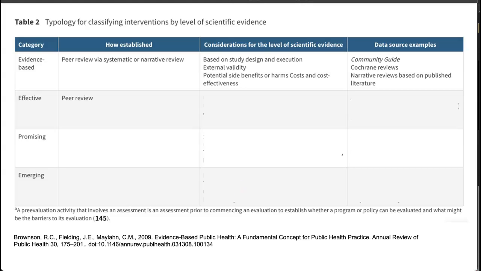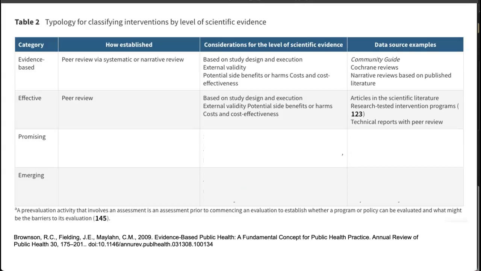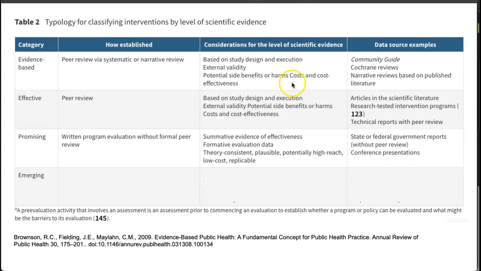One step down from that is effective, and those are any kind of peer-reviewed article that's been published. So articles in the scientific literature, technical reports with some peer review. One down from that would be promising. This is essentially a program evaluation, but it's not been published in the academic literature. It's not gone through the peer review process. So this would be things like state or federal government reports, conference presentations.